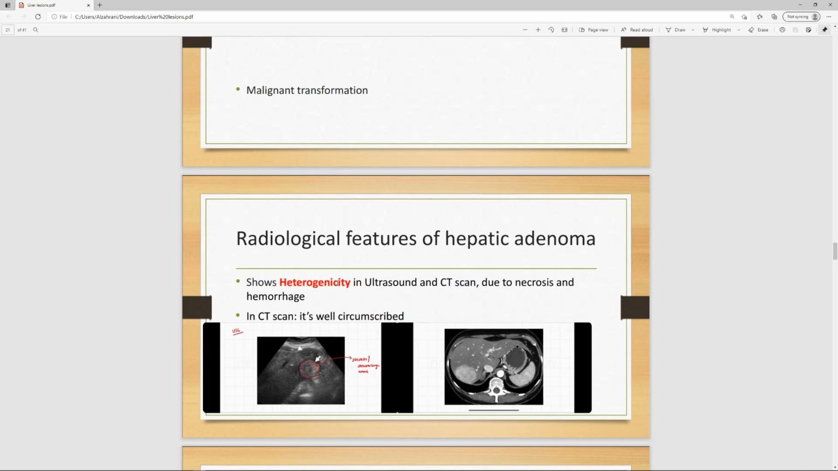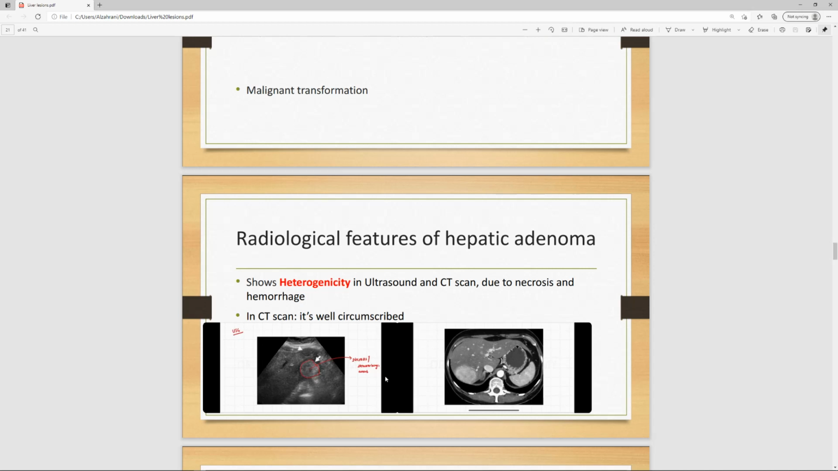ايش معناتها heterogeneous؟ يعني طالع سي تي، شوف السي تي هنا، نشوف هنا في سواد هايبودنس، وهنا هايبر، وهنا هايبو، وهنا هايبو هايبر. ف this is a heterogeneous mass, heterogeneous mass. So this is a characteristic of hepatic adenoma.